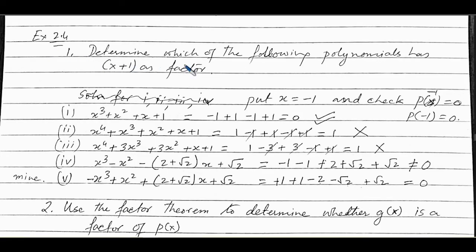Now exercise 2.4: determine which of the following polynomials has x plus 1 as a factor. That means if I put x equal to minus 1 in the polynomial, I should get 0. So for this it is there. Just go through it, freeze it and see. You substitute x equal to minus 1: minus 1 to the power 4 is 1, minus 1 to the power 3 will be minus 1. Every odd power will be negative, and an even number of minus signs multiplied will always be positive. So you substitute here and you will find this.